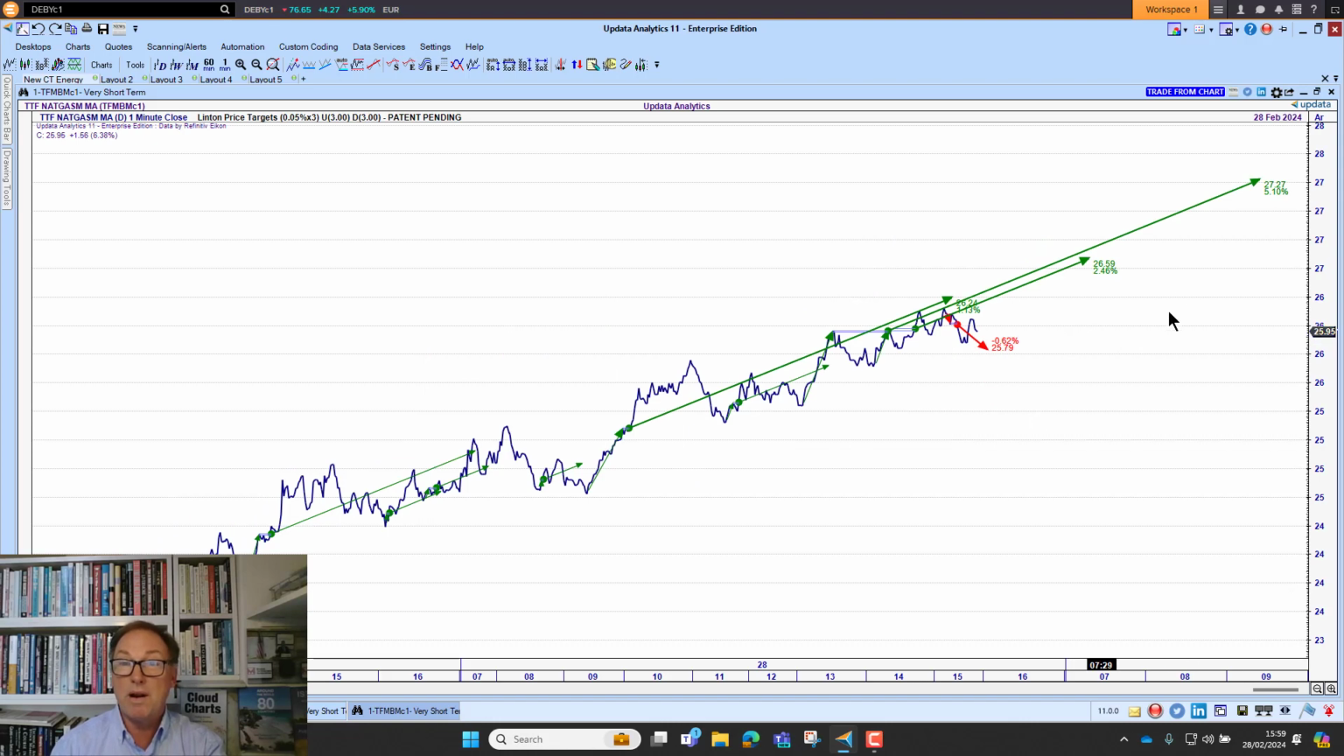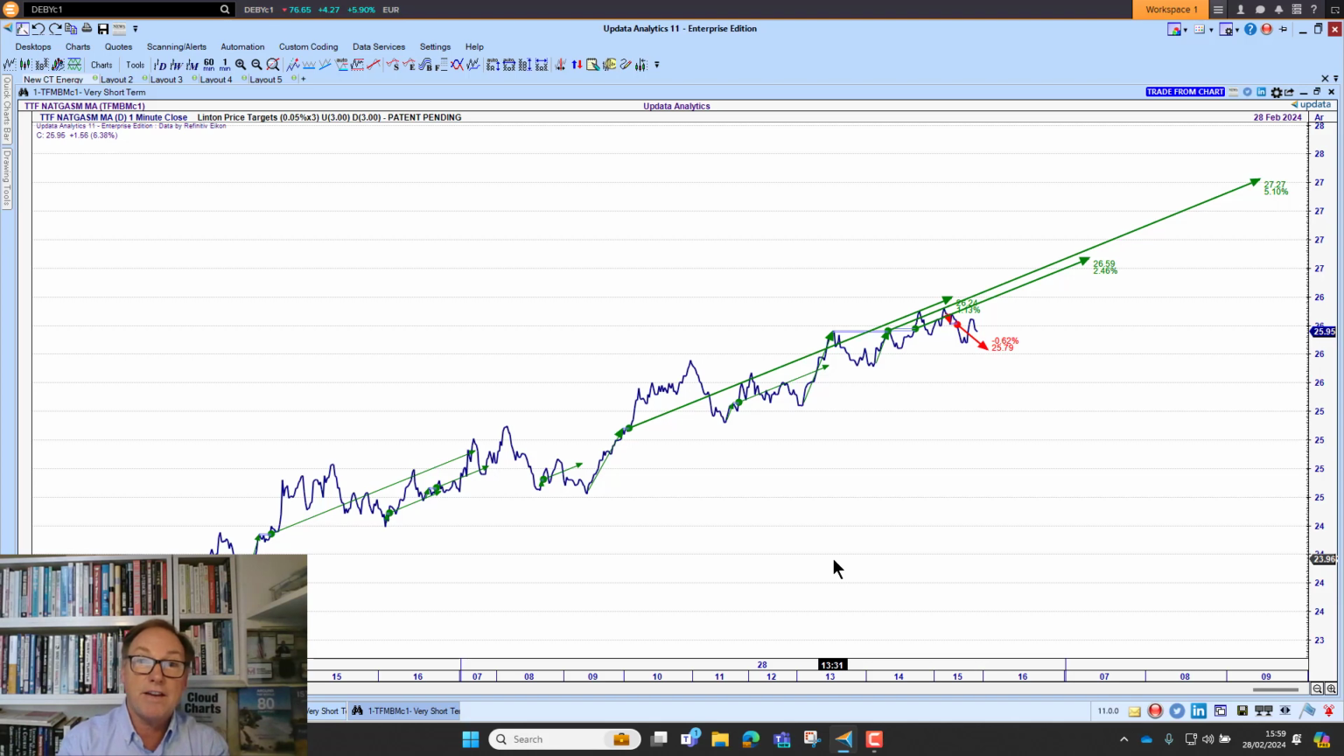And this is where we are right now. So these are the targets. This one was given this morning, given at 25.11. It's been met already, and we've now got new upside targets. So this is really just how you use the targets live.